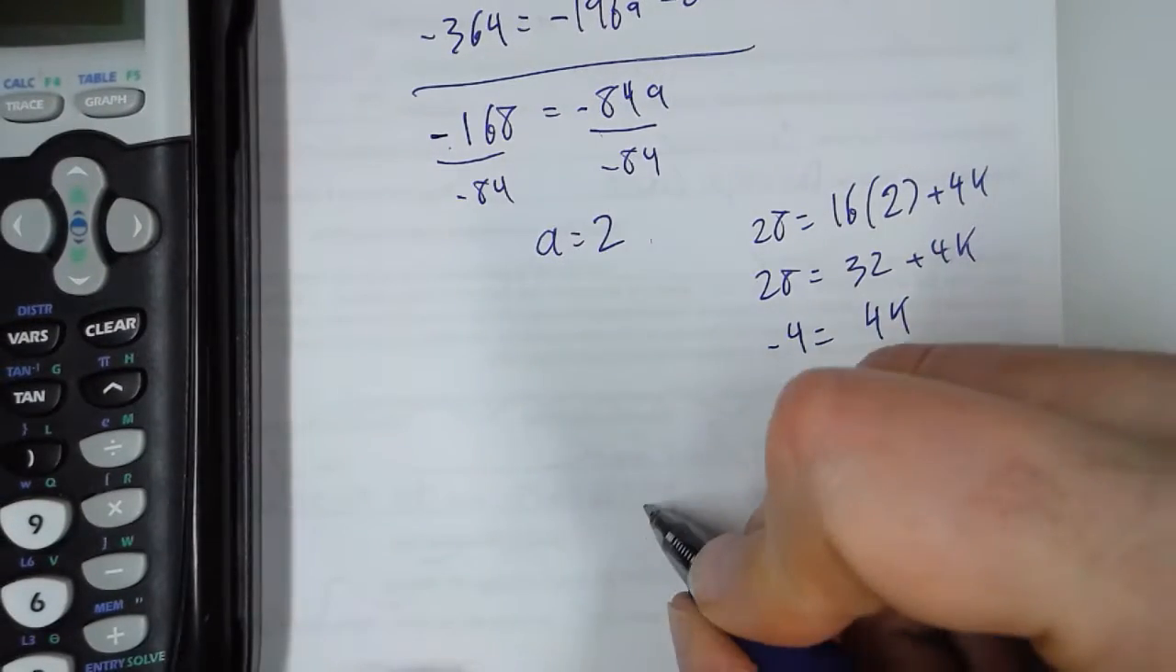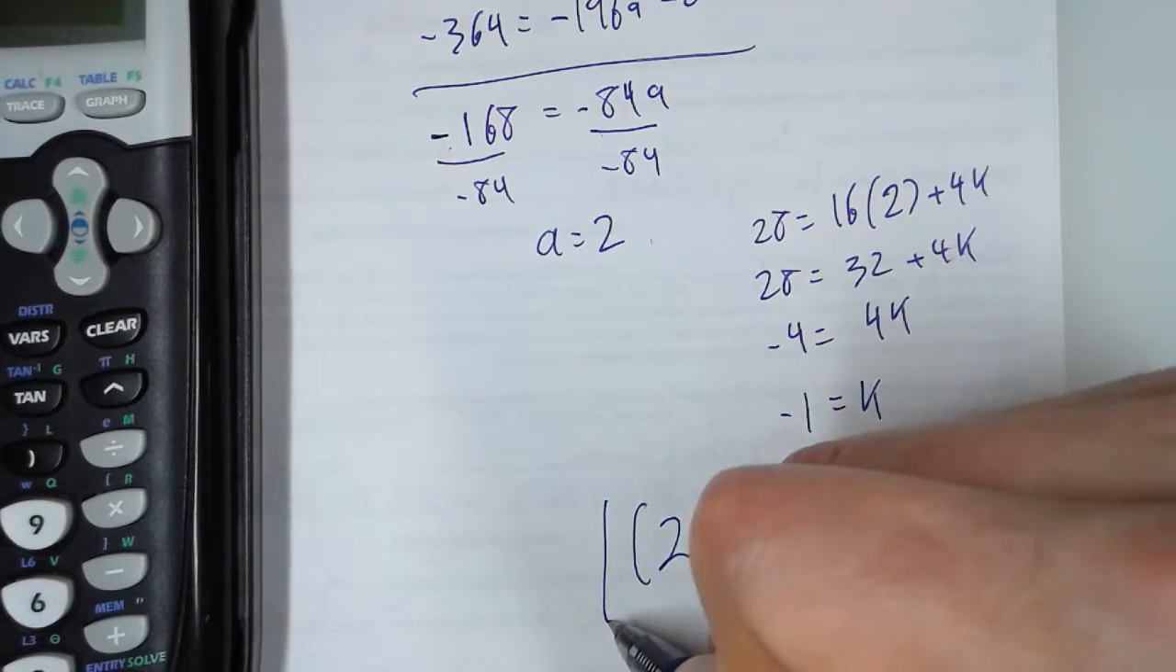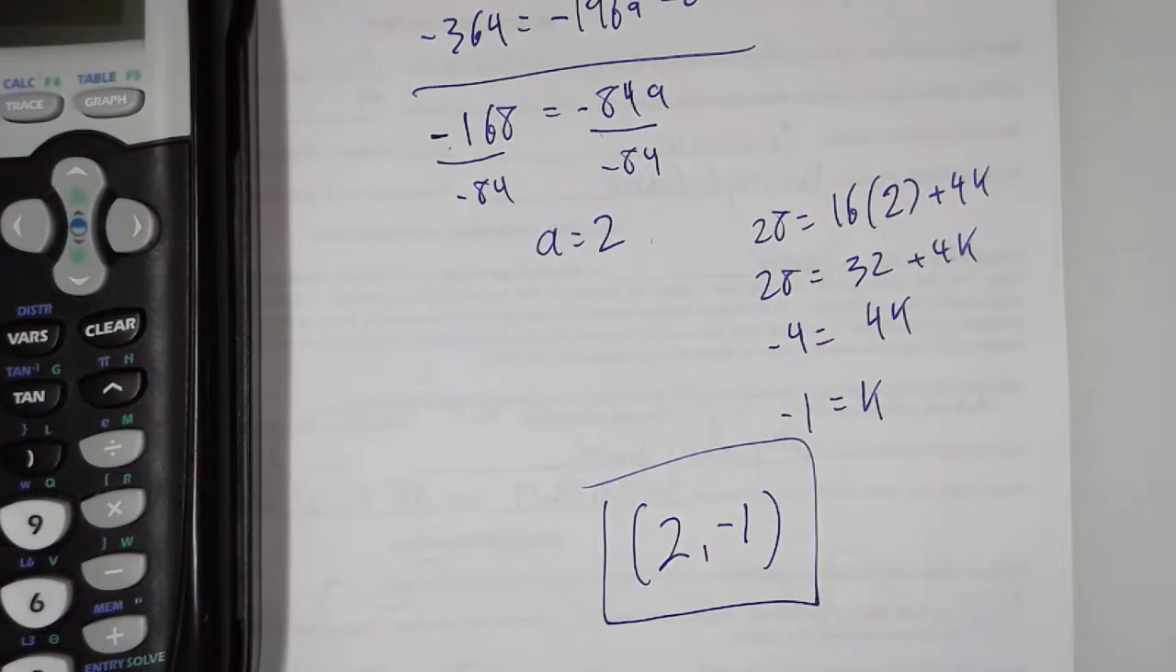So put together, we want an ordered pair of a, which is 2, then k, which is negative 1. And there is our answer. And we're done.